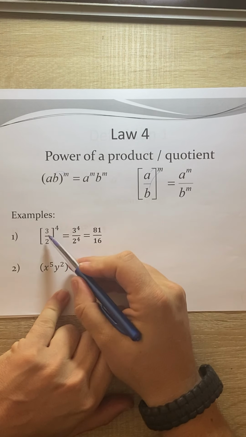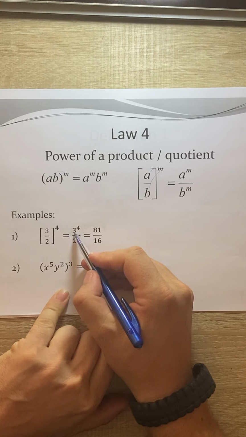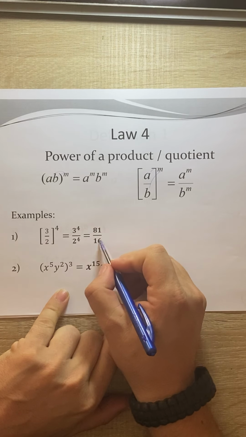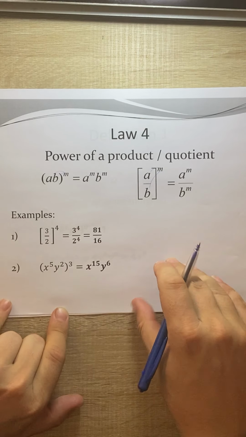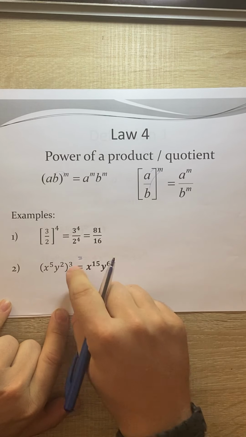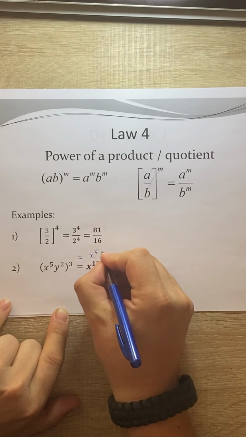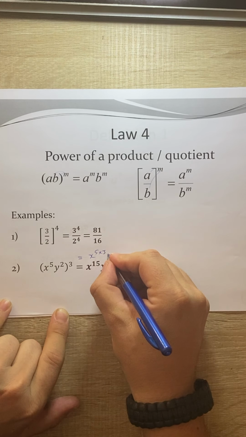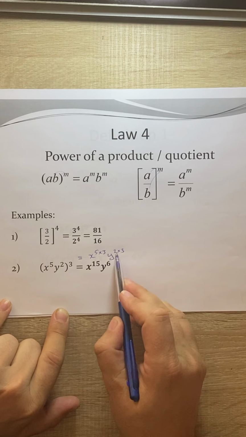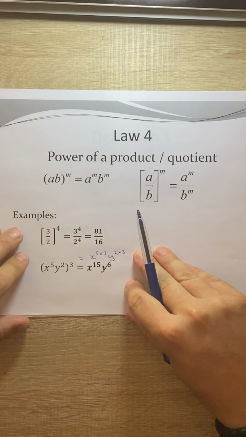Okay, so over here, as you guys can see with the example, I just distribute the 4 into both, so it becomes 3 to the 4 over 2 to the 4. Now 3 to the 4 will give us 81, 2 to the 4 will give us 16. Okay, over here, what we need to do is we need to multiply these exponents when we distribute in. So this will actually be x to the 5 multiplied by 3 and y to the 2 multiplied by 3. And that will give us x to the 15, y to the 6. Okay, so just remember when you distribute in like that, you are multiplying.